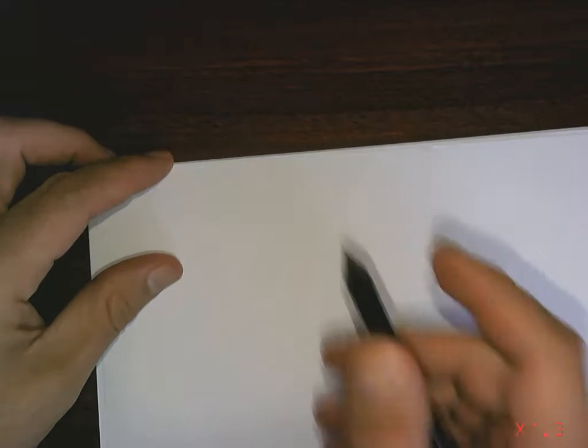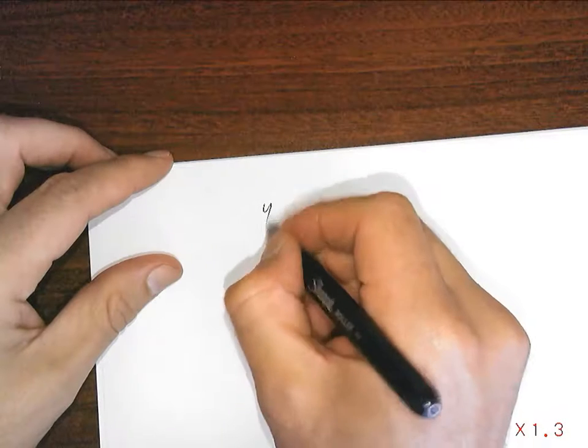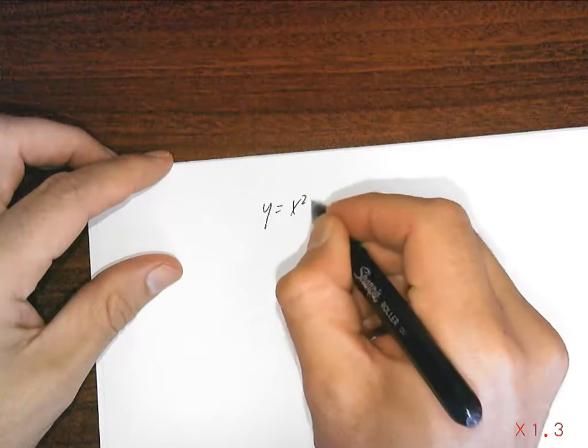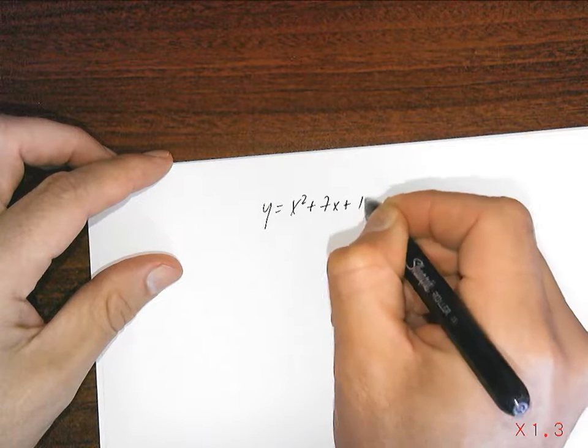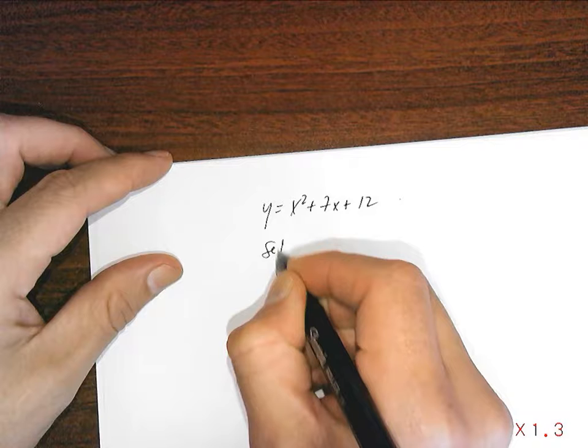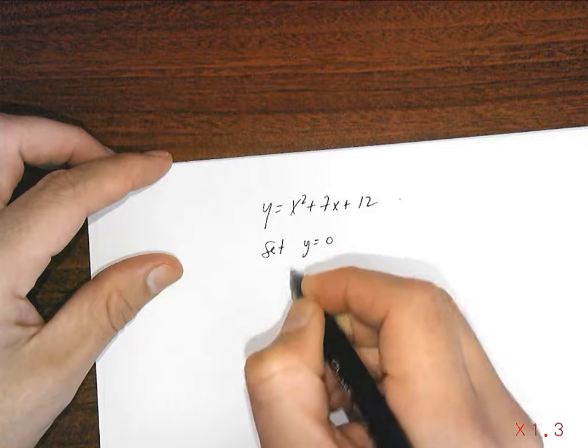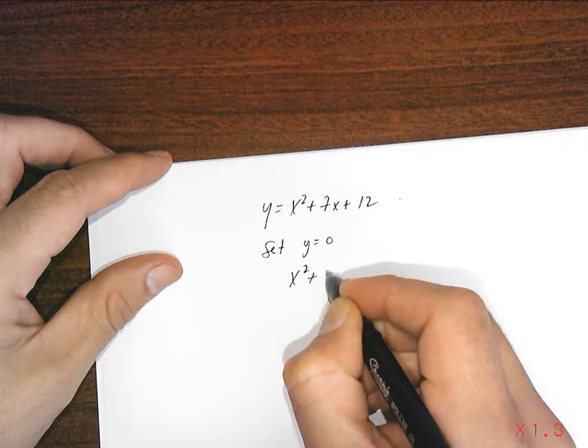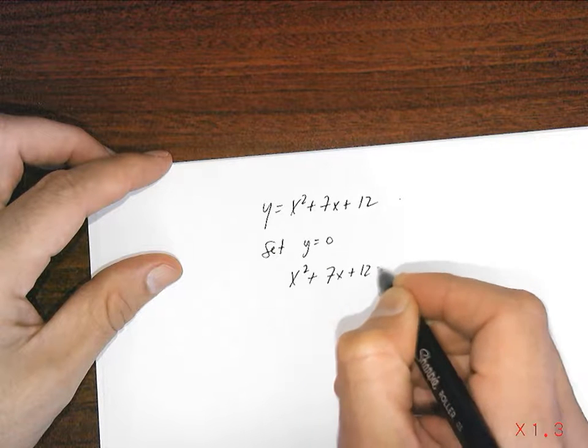Hello, ladies and gentlemen, I'd like to talk about the concept of what we're learning here with the quadratic equation. So let's take a quadratic that we know: y equals x squared plus 7x plus 12. Let's set that y equal to 0. And what we have now is x squared plus 7x plus 12 equals 0.